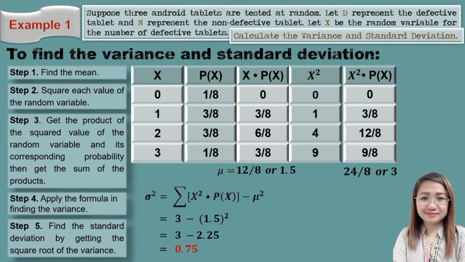Next is to find the standard deviation by getting the square root of the variance. Based on the given formula awhile ago, the standard deviation is the square root of the difference between the summation of the product of the squared value of x and p of x and the square of the mean. Then, the square root of 0.75 is equal to 0.87. So, therefore, the value of the variance is 0.75 and the value of the standard deviation is 0.87.